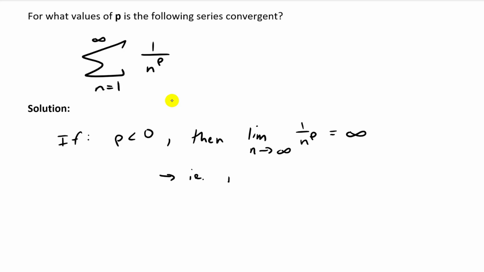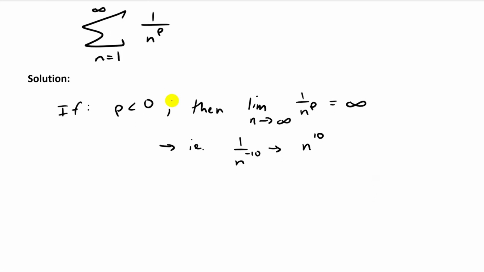For example, if we had 1 divided by n to the power of negative 10, this gets flipped upside down, so this becomes n to the power of 10. Recall, a negative power you just flip up; you can see this in my earlier videos on power functions. As n goes to infinity, you have infinity to the power of 10, or even 0.1, it doesn't matter. It's a positive power, so it approaches infinity because it's always positive and increasing. Hence, if p is less than 0, the series is divergent, since the terms themselves are going to infinity.